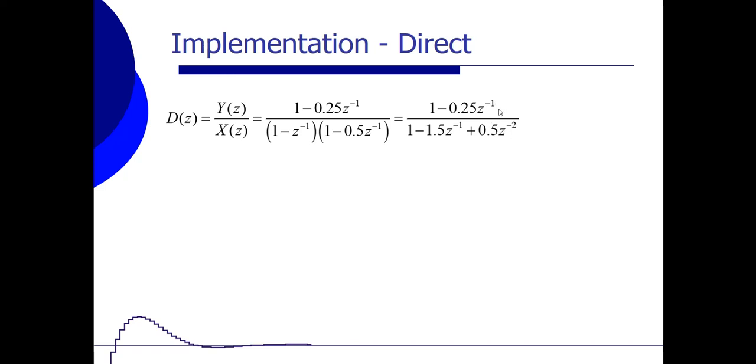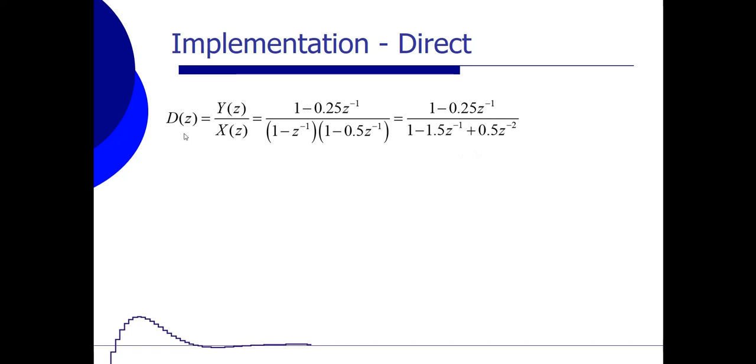Remember, Z to the power minus 1 is a delay of one sample. So it's always good, when you want to implement a filter, to write these powers as negative values, because the negative powers can be realized by using delays. Z to the power minus 1 is a delay of one sample, so Z to the power minus 2 is a delay of two samples, and so on. So it's good to have this kind of expression.